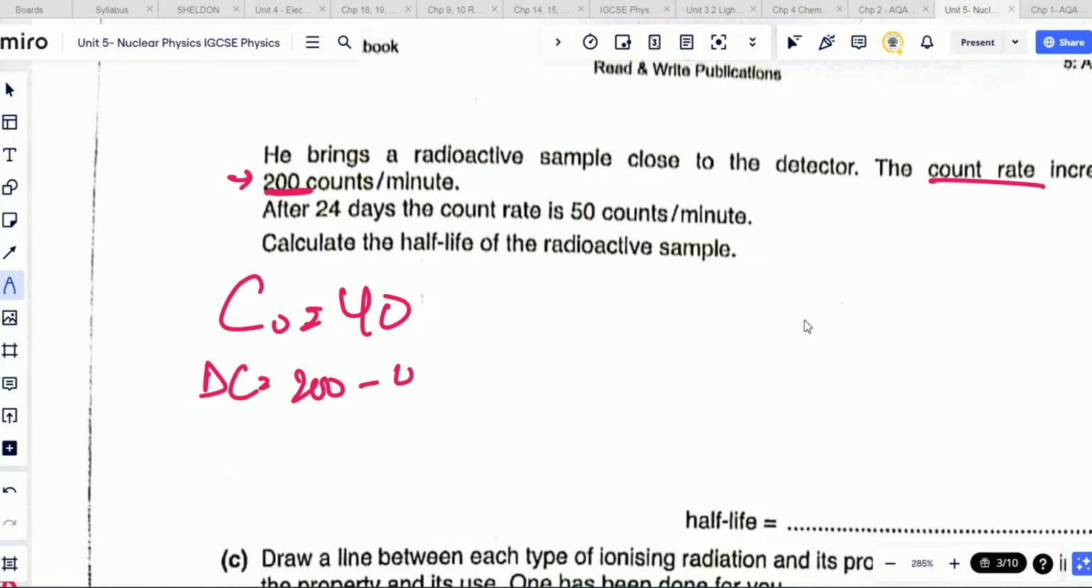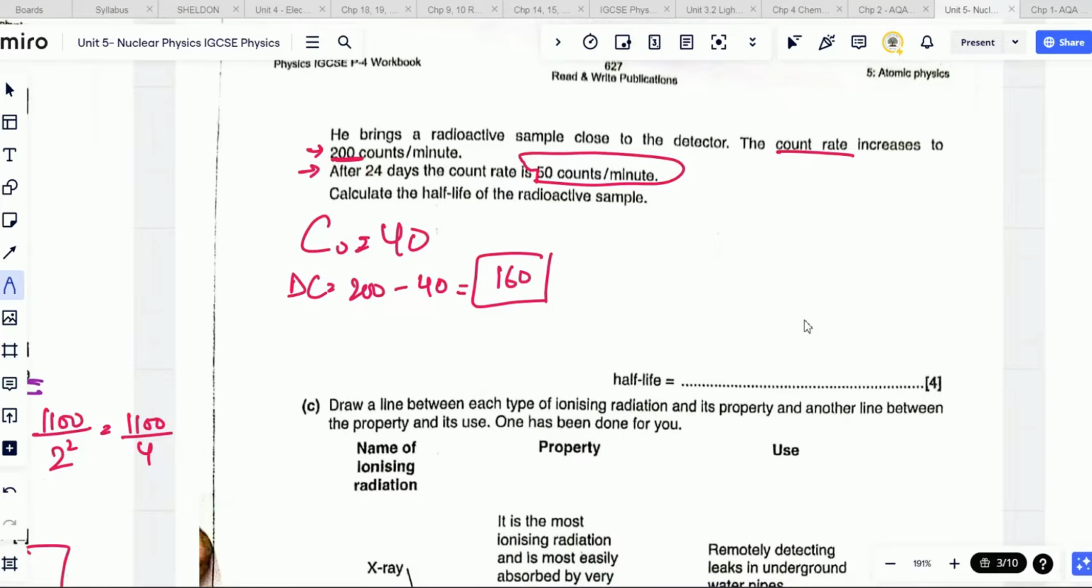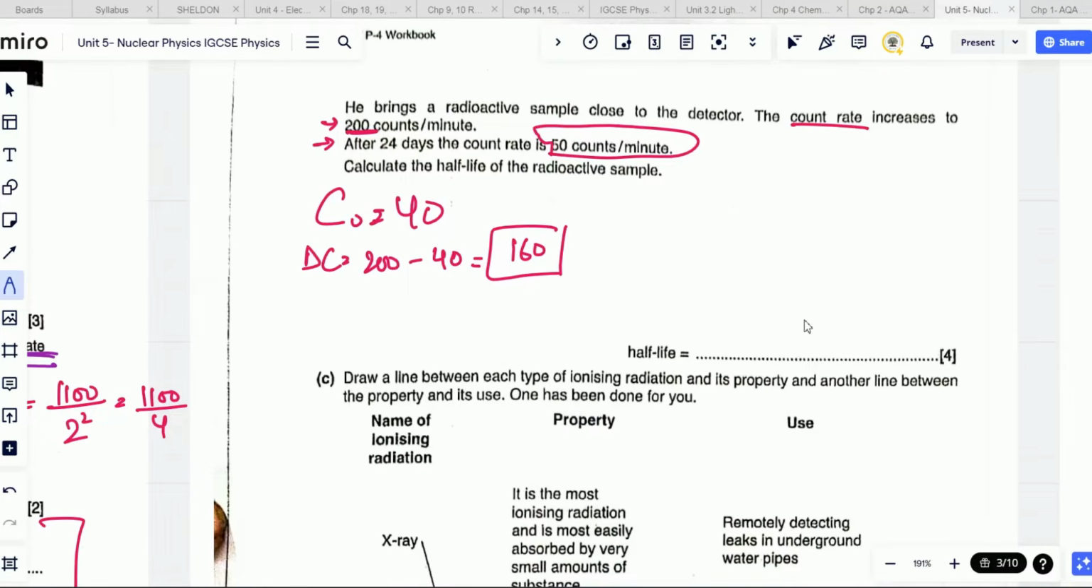Can I say it has increased from 40 to 200? So this would mean 200 minus 40, and this would give me 160. The change in count rate is 160. It has increased 160 counts per minute, right? So then after 24 days, the count rate is 50 counts per minute. What's happening here? After a period of time, when they check, they see that the count rate has become 50 counts per minute. Now over here they are saying calculate the half-life of the radioactive sample.